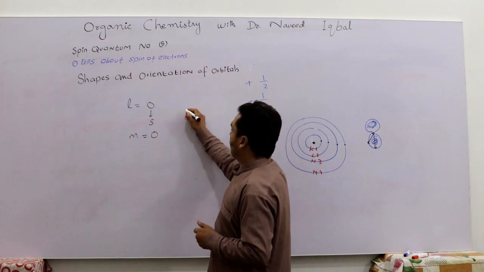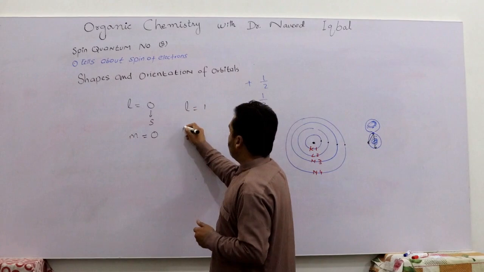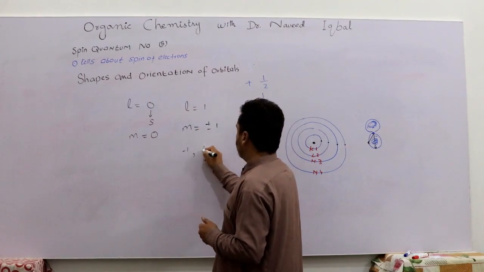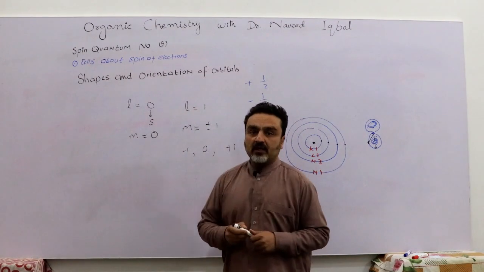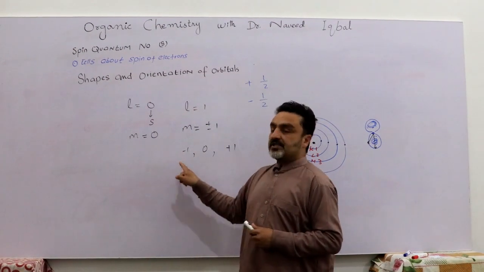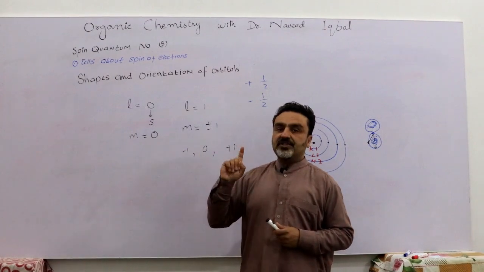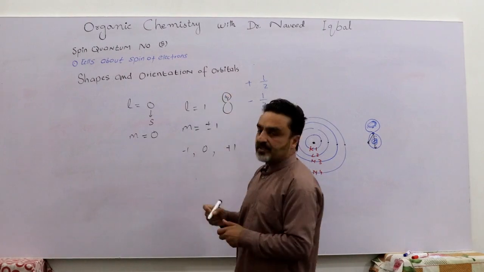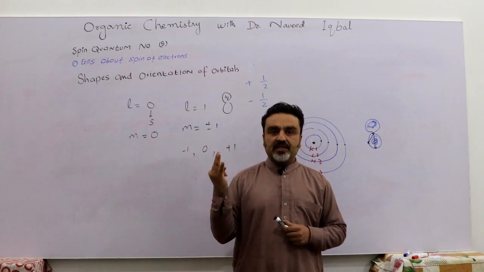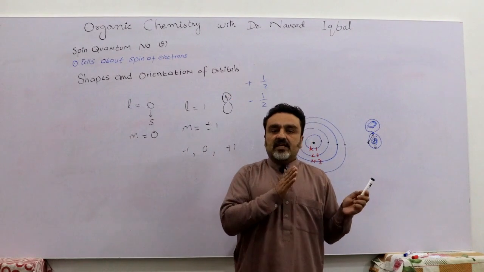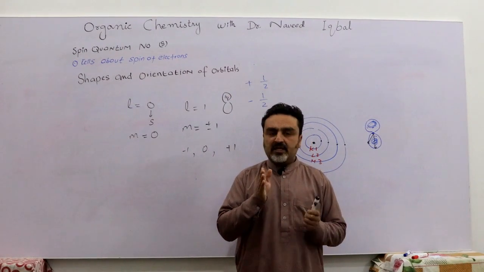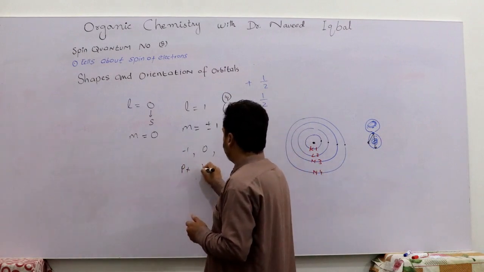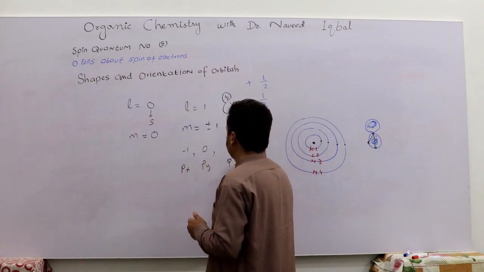Now, for l equal to 1, m is equal to minus 1, 0 and plus 1. Now there are three solutions. The magnetic quantum number tells us that the dumbbell shape, which is called the p orbital, comes in 3 in number, and they are oriented in such a way that they are called px, py and pz. Suppose this is px, this is py and this is pz.